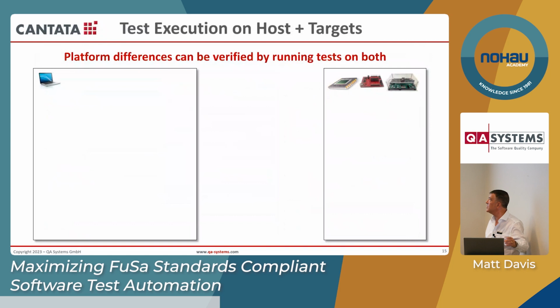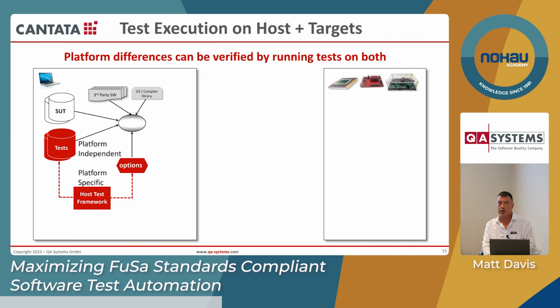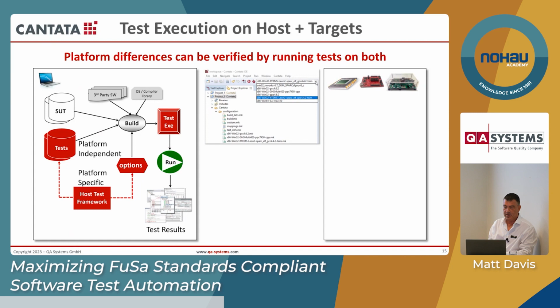Some platform differences can be verified by running tests on both or multiple targets. In this case, I've got my platform independent test. I'm going to pull in our host test framework, so I may be running GCC on my Windows machine or a Linux box. And I'm basically running the tests entirely on the host, getting the results locally. But I might also want to take the same tests, choose a different configuration. You can have as many configurations as you like, because you've built them in Cantata.